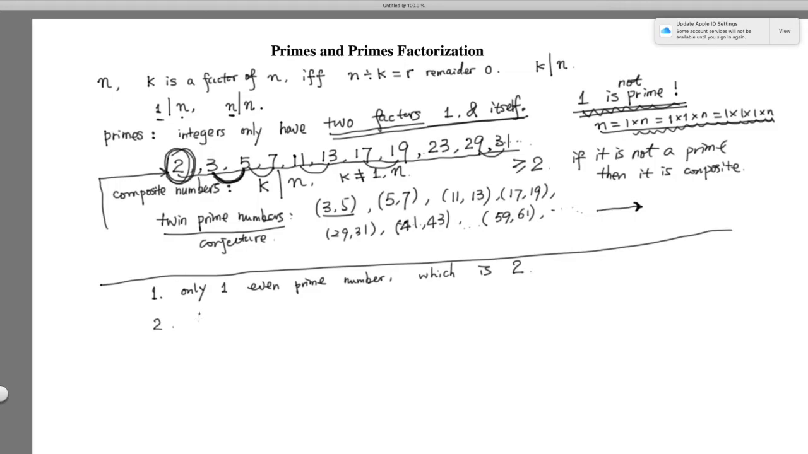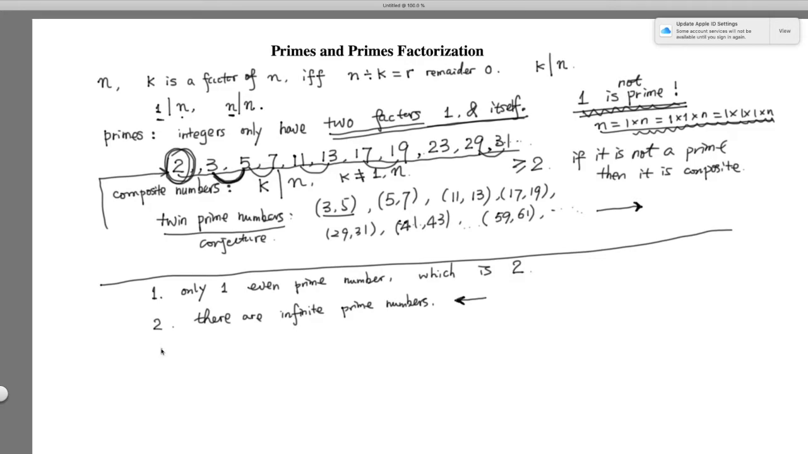Second, there are infinitely many prime numbers. Now, this fact is not very easy to prove. I'm going to show it in a different lecture. But this was proven a long time ago by Euler. He has a very nice proof of this fact. But for now, know that there are infinitely many prime numbers.